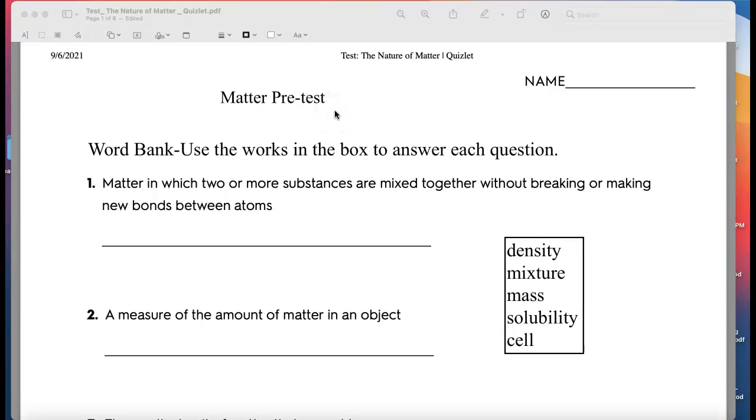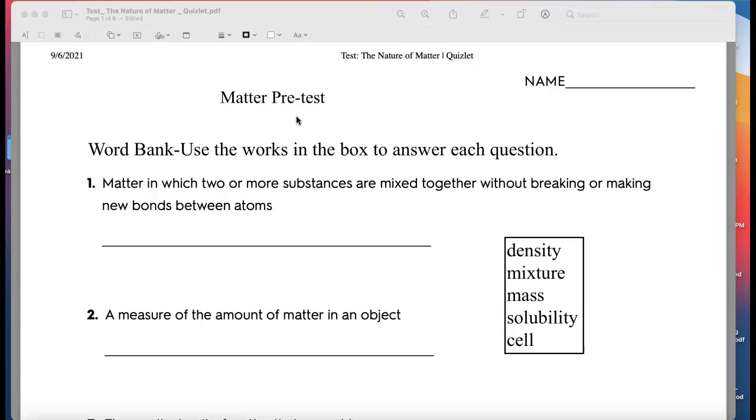Hello, science students. This is a read aloud of the Nature and Matter quiz, or Nature and Matter pretest, that you will be taking in science class. All I'm going to do with this video is read the questions aloud. The expectation for you is to listen to the questions and then answer the question to the best of your ability. Since this is a pretest, this is just me, your teacher, seeing what you already know about these topics.